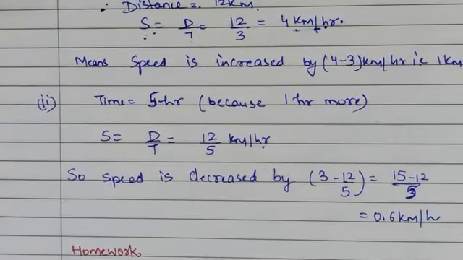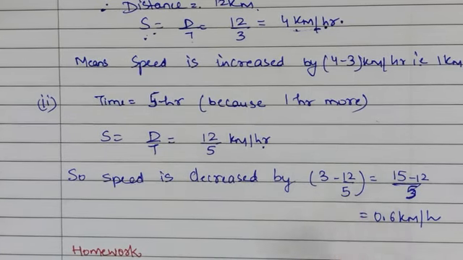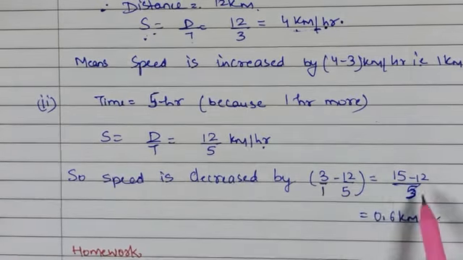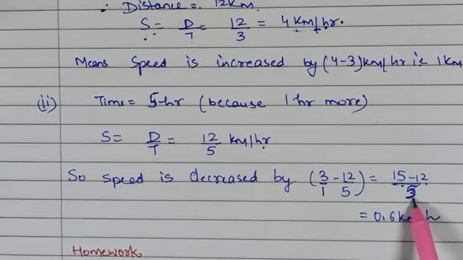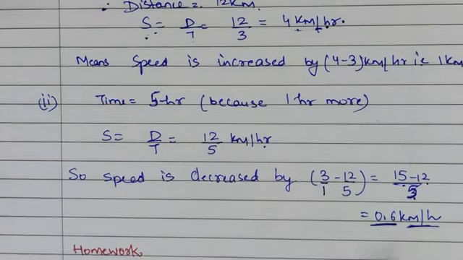So how much speed does she have to decrease? That is 3 minus 12 by 5. Take the LCM. We get 15 minus 12 upon 5. That is 0.6 kilometer per hour.